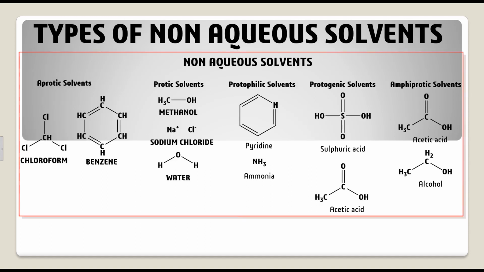These are all the structural expressions of the non-aqueous solvents: aprotic, protophilic, protogenic and amphiprotic solvent. So now you can easily differentiate the aprotic and protic solvent. The protic solvent, which can divide into plus or minus, comes under protic, and the solvent which cannot divide, like benzene and chloroform, comes under aprotic solvent. This is a diagrammatical expression.